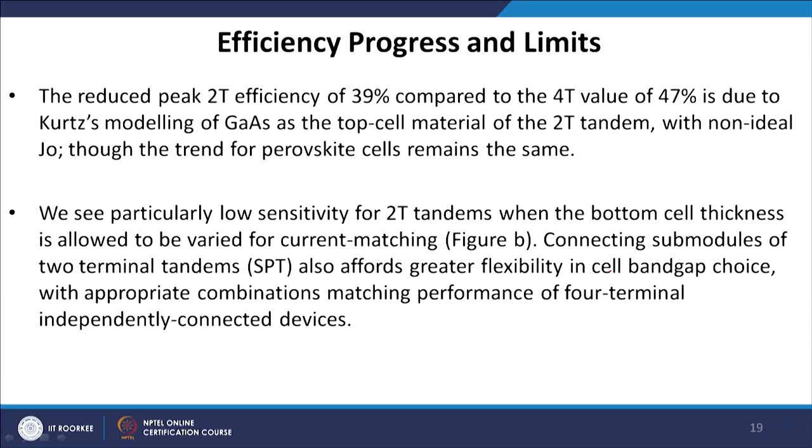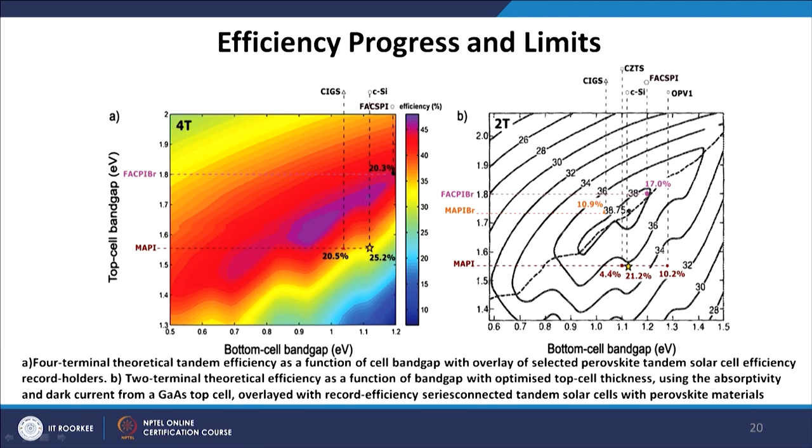We see particularly low sensitivity for 2 terminal tandems when the bottom cell thickness is allowed to be varied for current matching. Connecting submodules of 2 terminal tandems also affords greater flexibility in cell band gap choice with appropriate combinations matching performance of 4 terminal independently connected devices. Now, here we are looking at a contour map of 4 terminal and 2 terminal devices. You see the 4 terminal theoretical tandem efficiency as a function of the cell design with overlay of the selected perovskite tandem solar cell efficiency record holders.